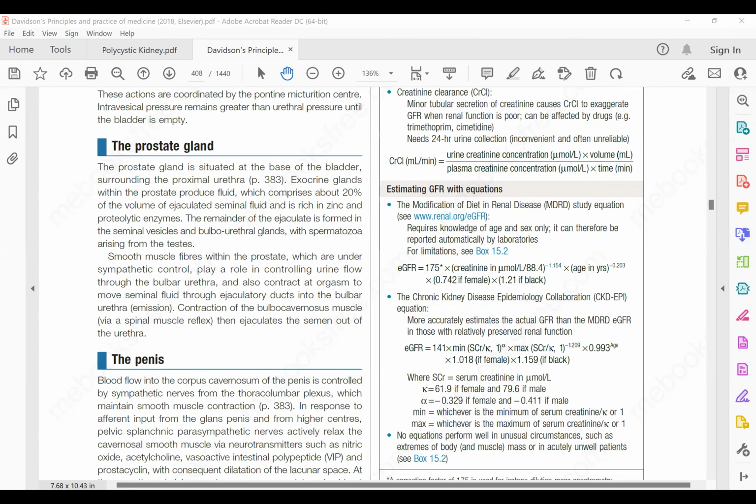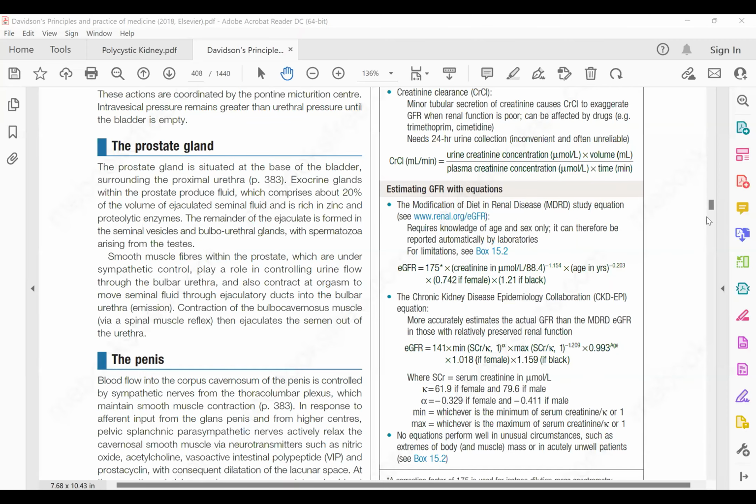Okay. Now let us go back to our sharing. So this is how we calculate, and the gradations also I have shown you, how to grade it into different stages. Above 90, normal. 90 to 60, stage 1. Less than 60, stage 2. Less than 45, stage 3. Less than 30, stage 4. Less than 15, stage 5.